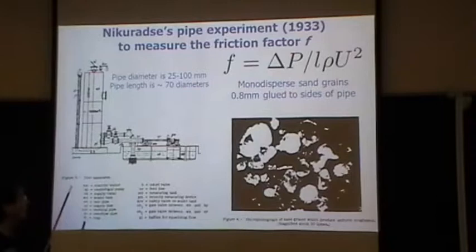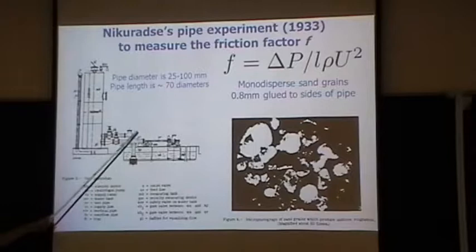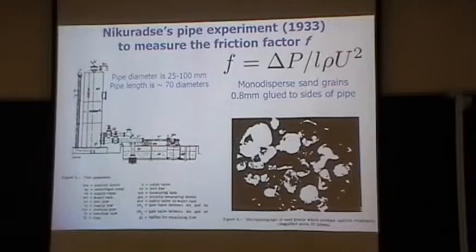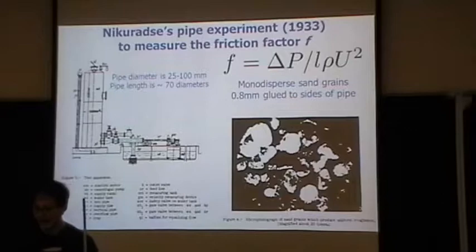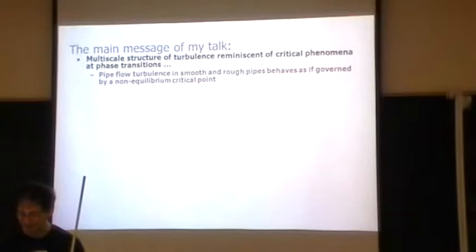And what Nikuradse did was he used water, and he made a variety of different pipes with different lengths and different widths. So he was able to vary the roughness ratio by choosing the width and changing the size of the sand grains. And he was able to vary the Reynolds number. And here are his sand grains glued to the side of the pipe. He was able to do that over many orders of magnitude, both in Reynolds number and roughness.